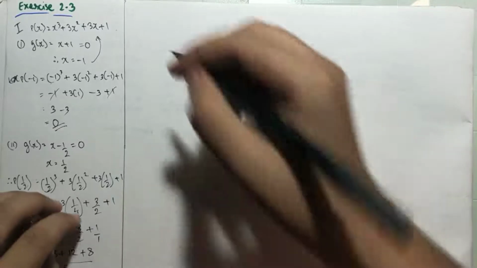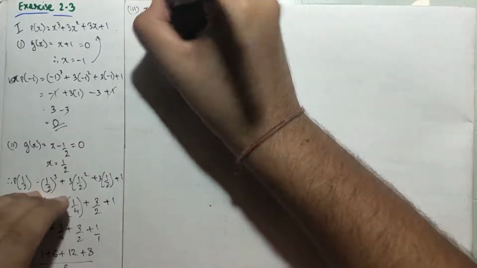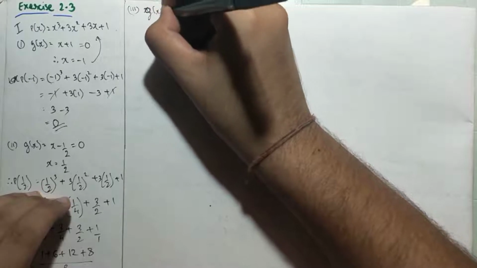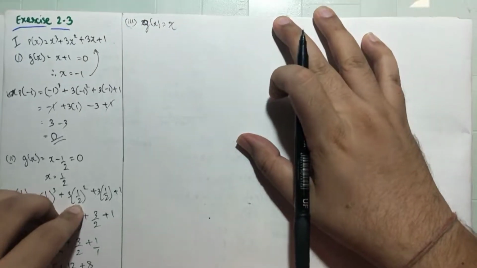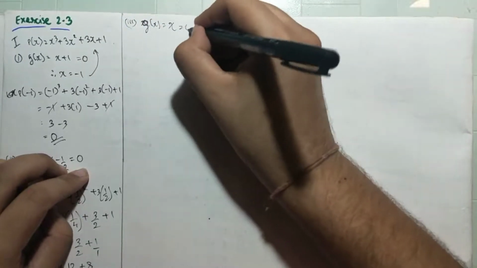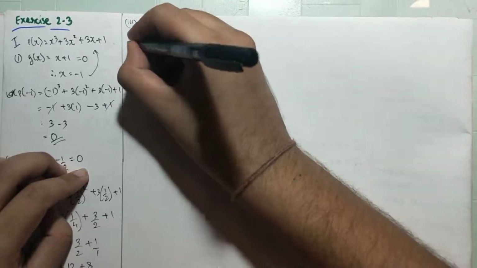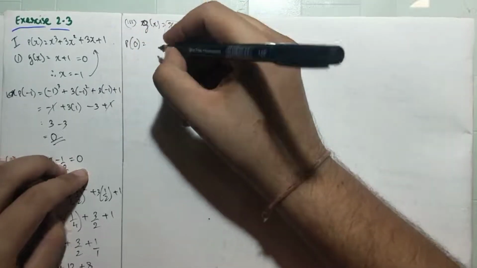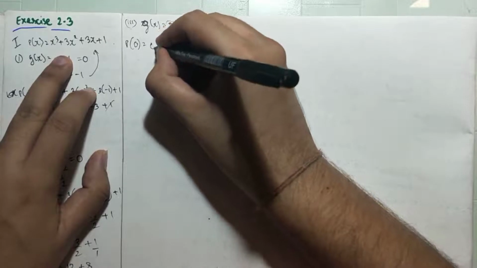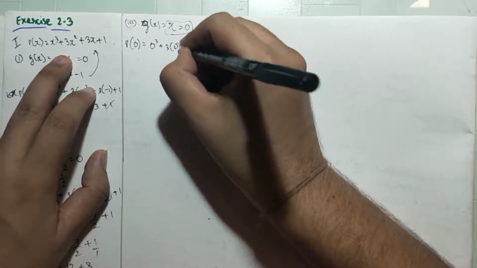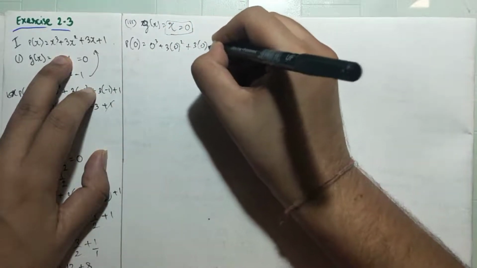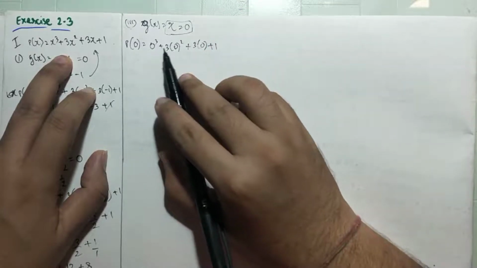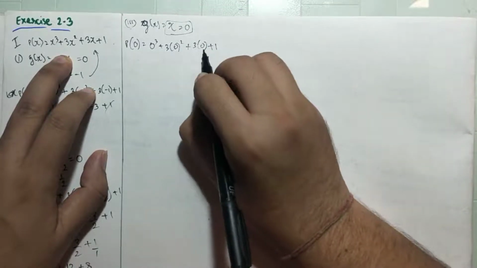The third sum is only x. Third, g of x is given to us as only x. Equated to 0, so x will be equals to 0. Substituting the value of 0 in p of x, x cube, so 0 cube plus 3 into 0 square plus 3 into 0 plus 1. First term, second term, third term all become 0.